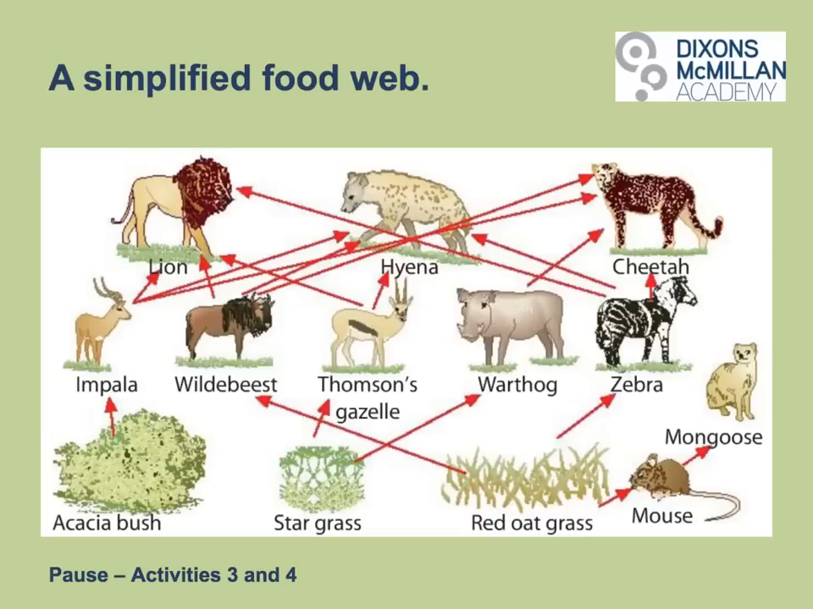Unfortunately, a food web will only show you what eats what. It doesn't tell you how much of each organism gets eaten. So we need something that allows us to get a little bit more technical, and that's where something called a pyramid of numbers comes in, and that's what we'll look at next.